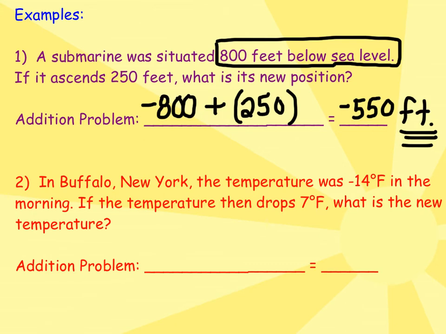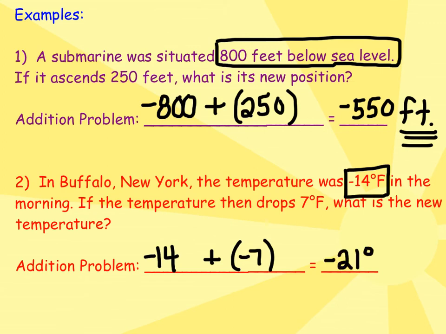Number 2, in Buffalo, New York, the temperature was -14 degrees Fahrenheit in the morning. If the temperature then drops 7 degrees, what is the new temperature? So let's go ahead and write an addition problem. The temperature started at -14 degrees. Now the temperature is dropping 7 more degrees. So if something is dropping, that would indicate a negative number. And then -14 plus -7 is -21 degrees.